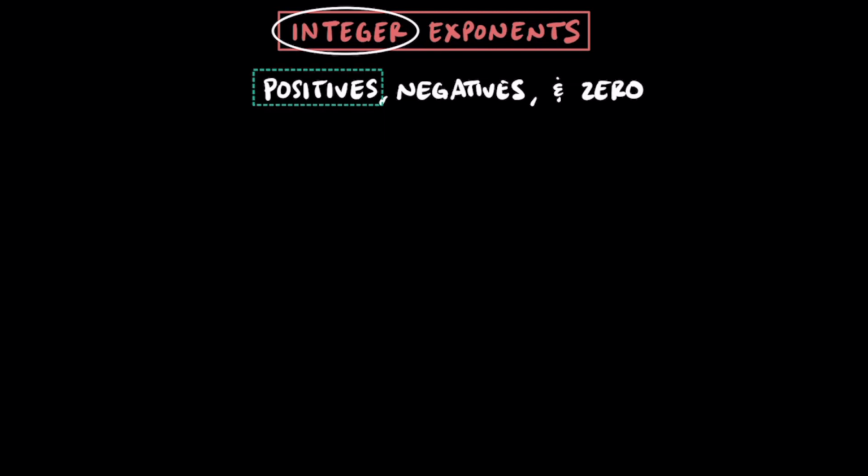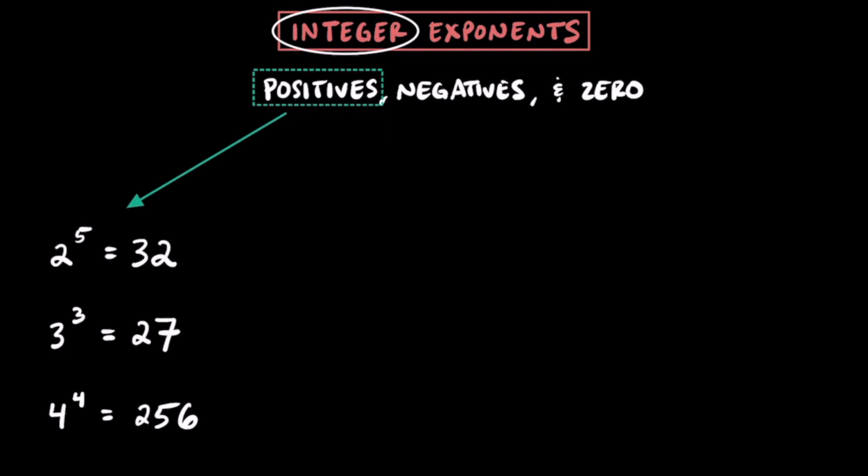Here are some examples. In each of these three examples, the exponents are positive. Multiplying 5 2's together, you get 32. Multiplying 3 3's together, you get 27. And multiplying 4 4's together, you get 256.